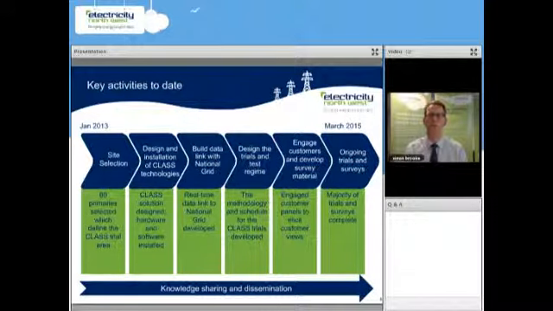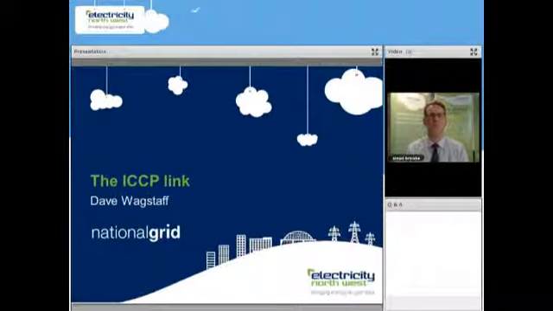Now, we're at the point where the trials are ongoing, but at this time today, what we're going to do is provide a bit of information on where the trials are and some of the early results. Okay, I'll now hand over to David Wagstaff from National Grid, who will talk about the ICCP link.